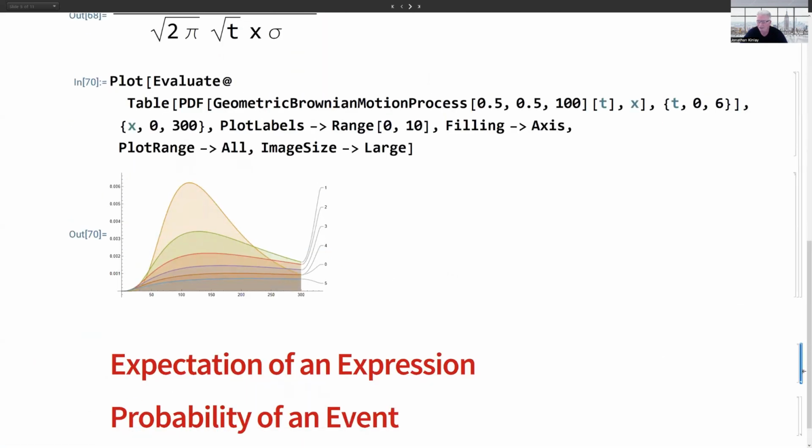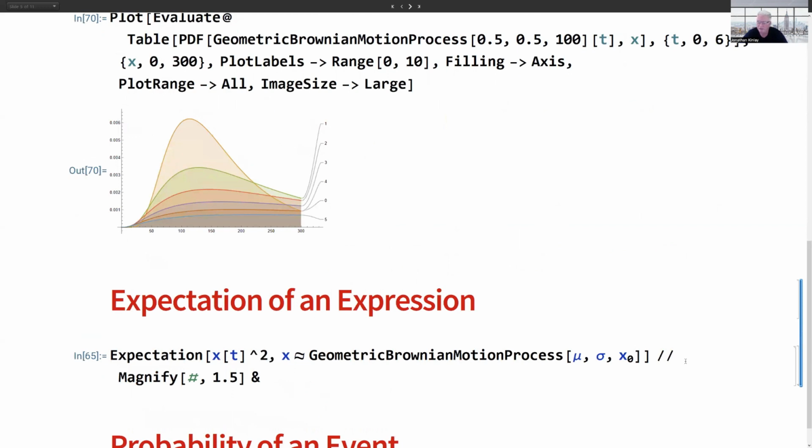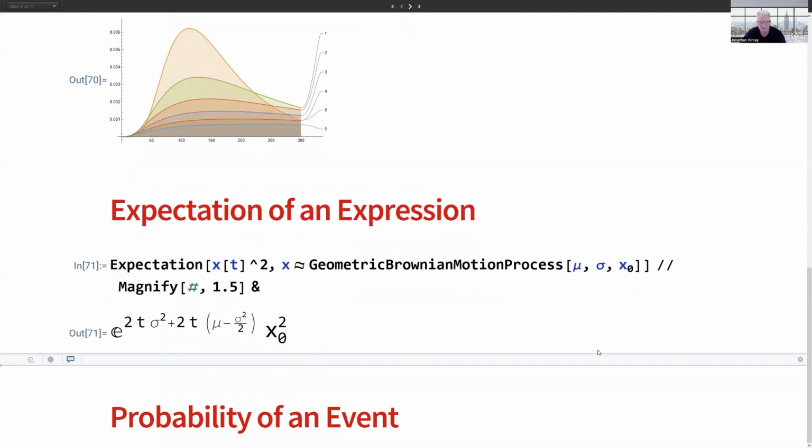Well, knowing the PDF means that we can calculate the probabilities of various expressions. So if x is a GBM process with parameters mu, sigma, and x0 as before, then the expectation of, for example, x squared at time t is given by this expression. Why would we want to calculate the expectation of a function such as x squared? Well, arguably we wouldn't. But as we'll see when we come on to discuss derivatives, there are functions of a GBM process whose expectation we are very definitely interested in.